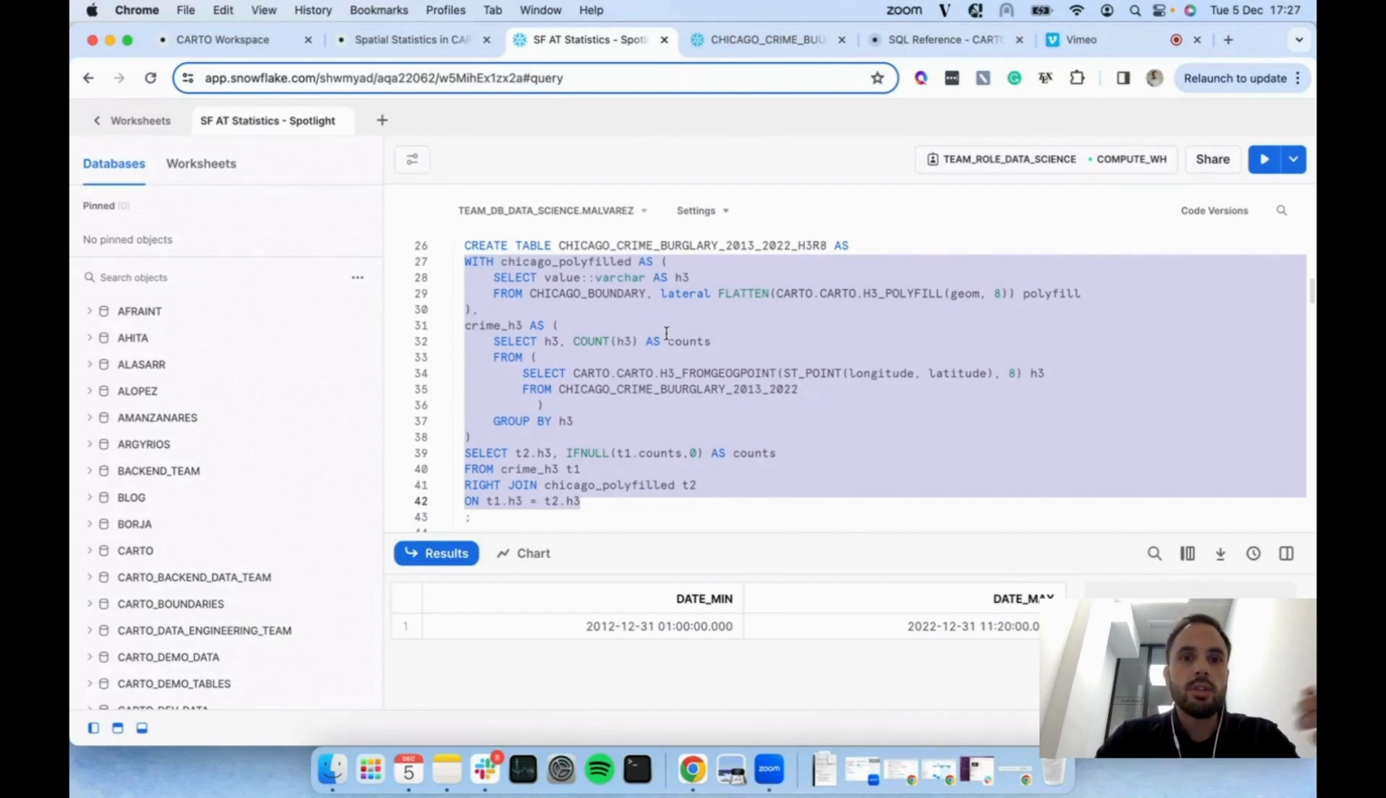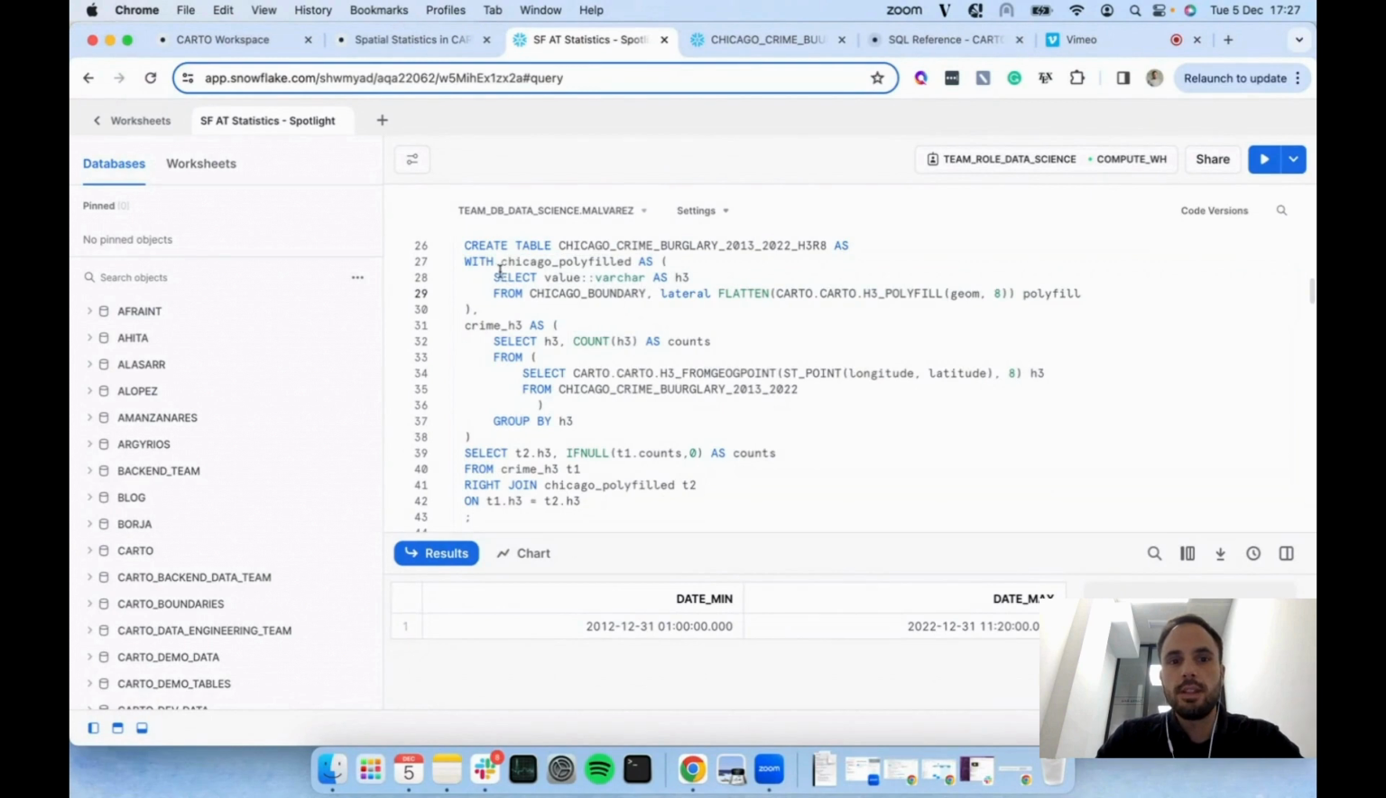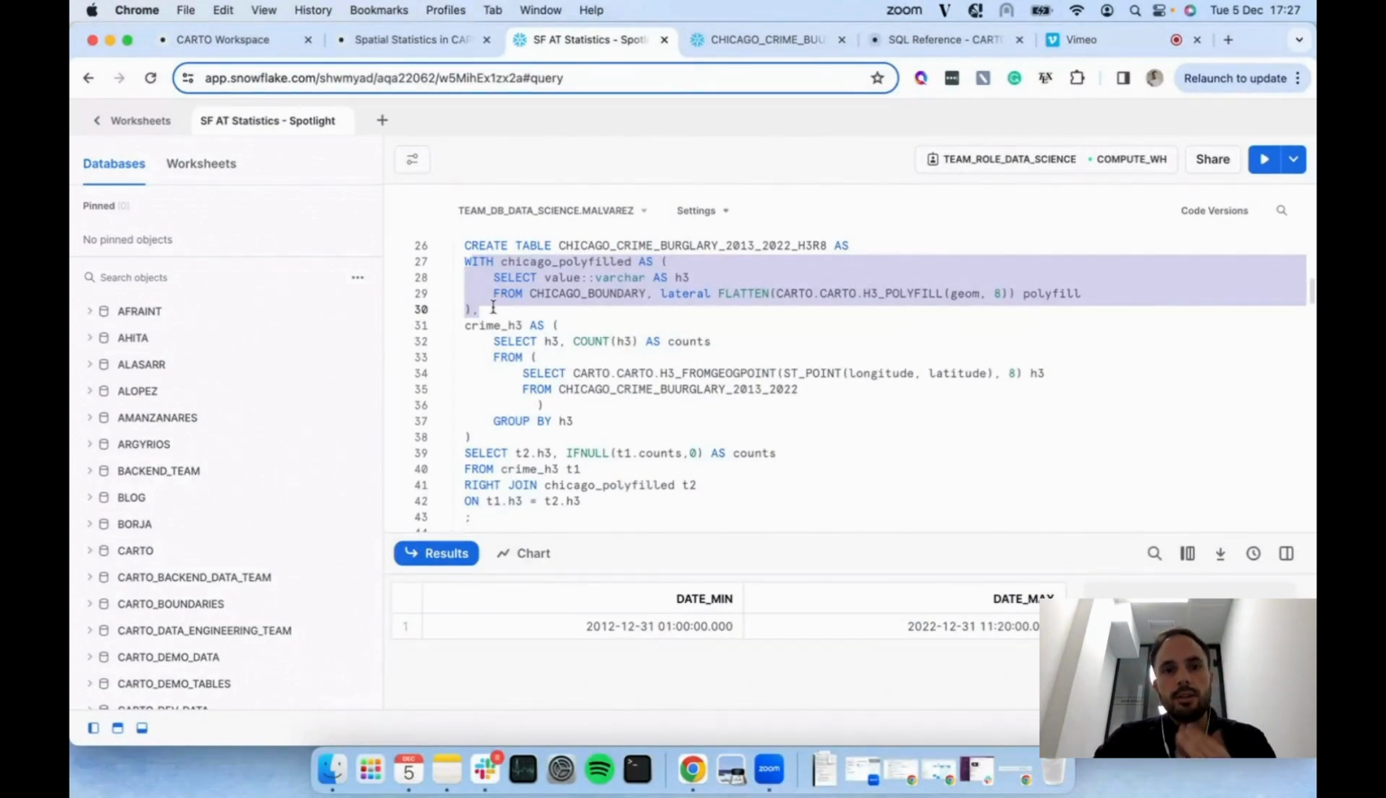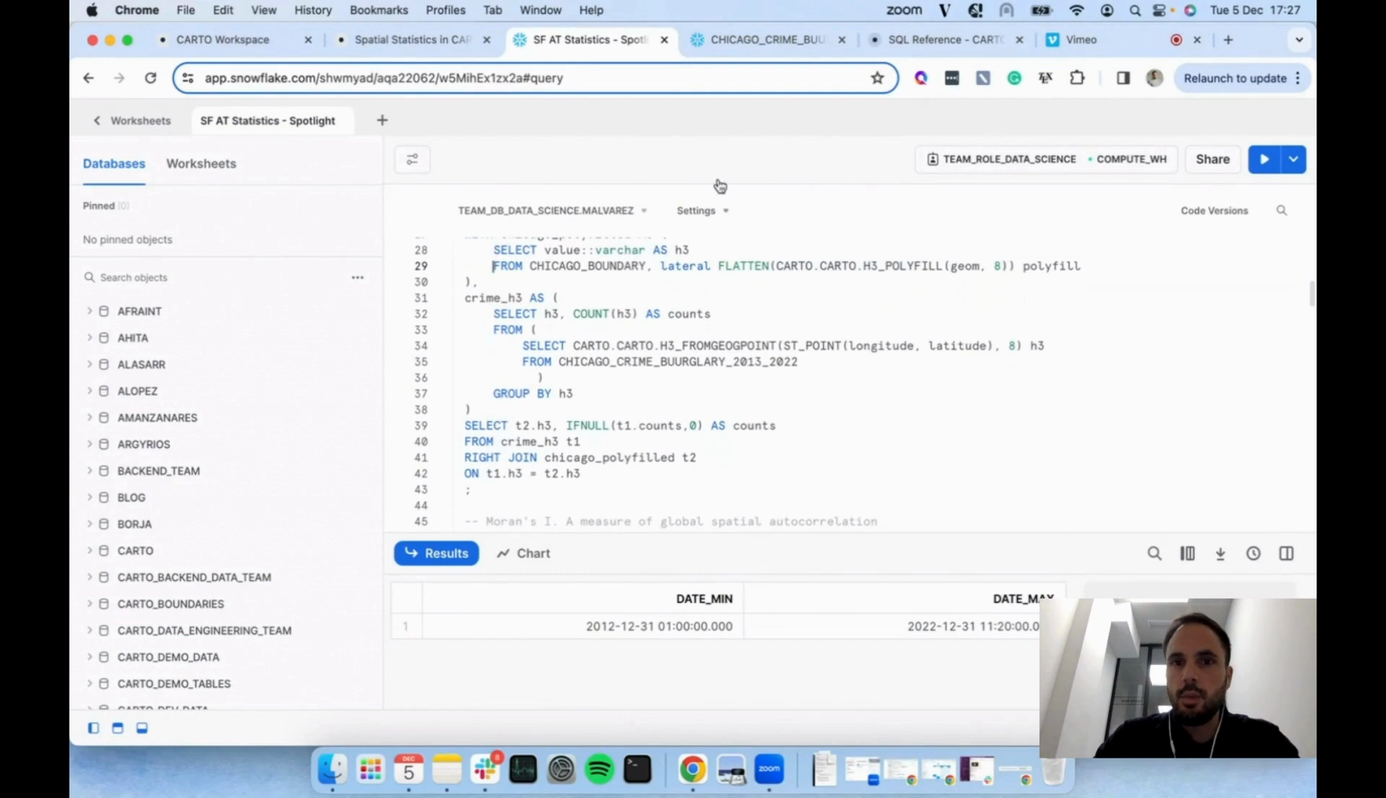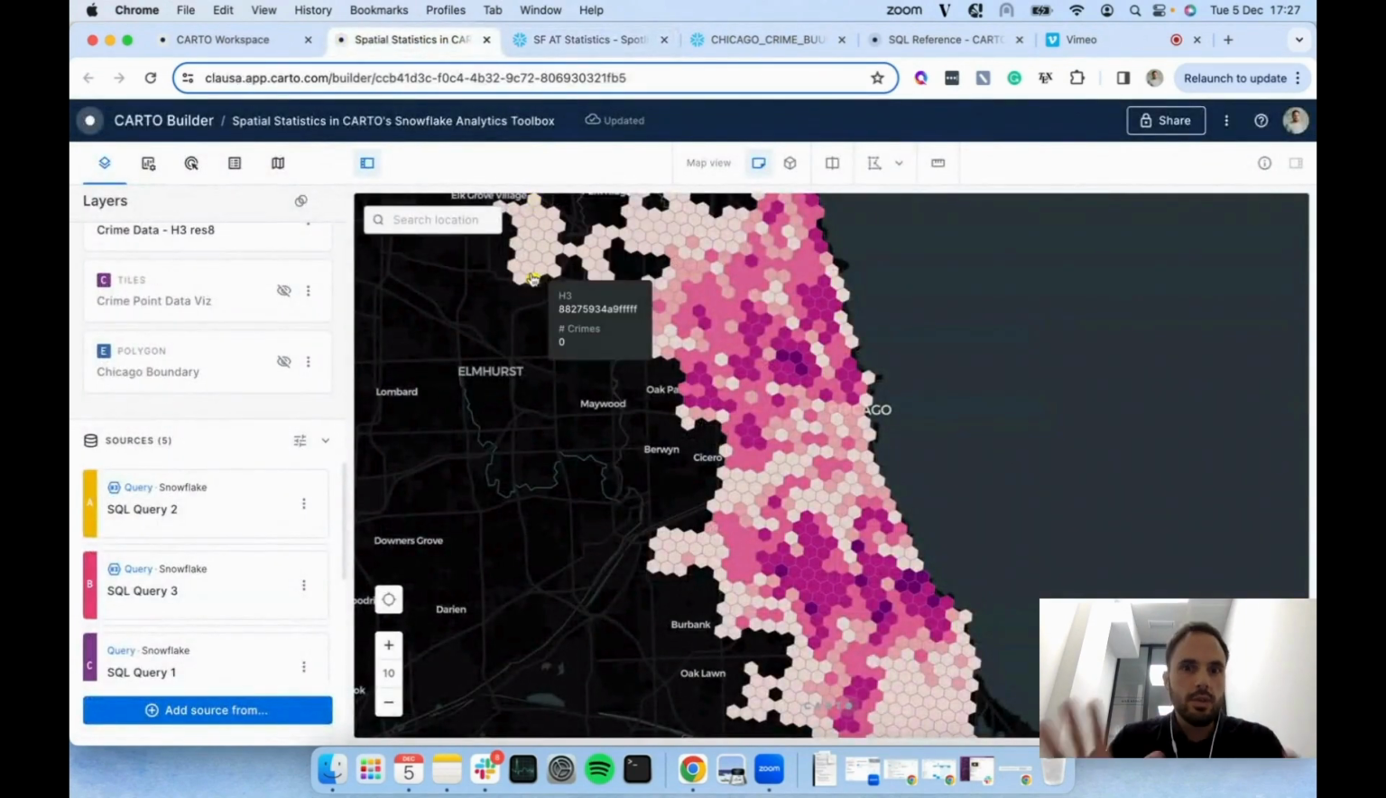And since we want to make sure that for every cell that covers the city of Chicago we have a number, we're also polyfilling the city of Chicago, so that even in those locations where we don't have crime, we also have a 0. So this is what we're doing, and this is what we have as a result. Again, we are doing this polyfilling because we also have locations with 0 crimes. So once we do this, this is exactly what we were looking for.